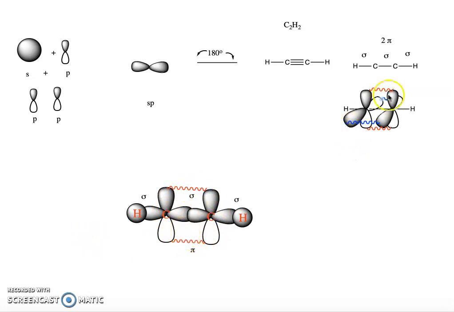I'm going to have a p orbital going back on this carbon, and a p orbital going back on the other carbon. So let me draw that. And here is my second pi bond. P orbital on this carbon overlapping with a p orbital on this carbon. So my triple bond is 1 sigma bond and 2 pi bonds.